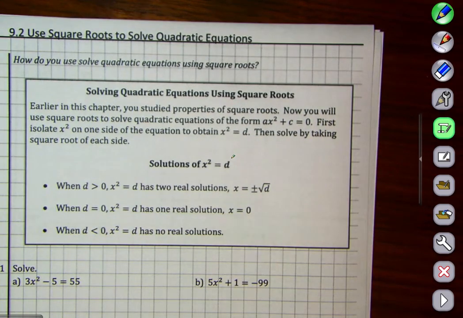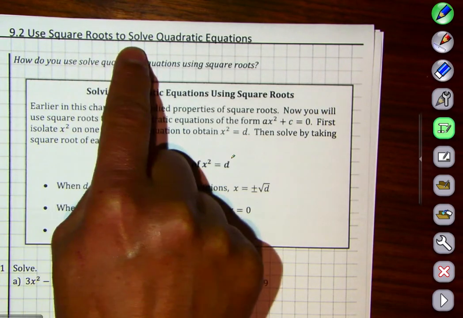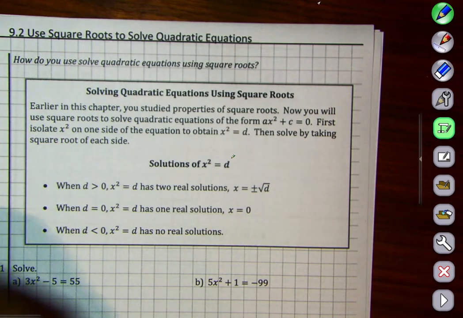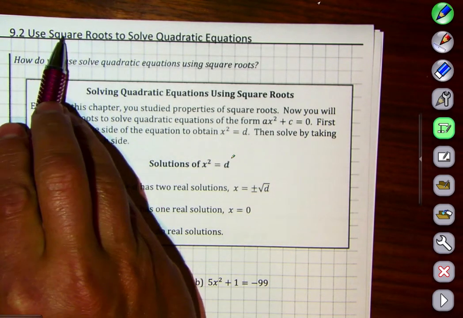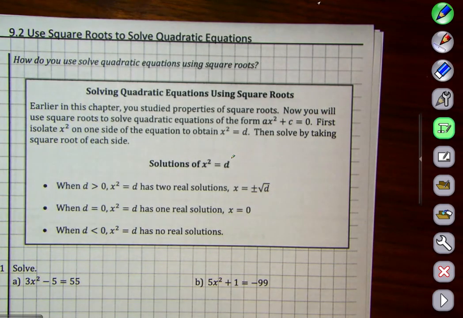So in this section, we are going to cover 9.2, use square roots to solve quadratic equations. So we are going to use the skill that we learned last time, simplifying square roots, and that's going to help us solve quadratic equations. Remember that we've seen quadratic equations, anything that has an x squared in Algebra 1 will be a quadratic equation.